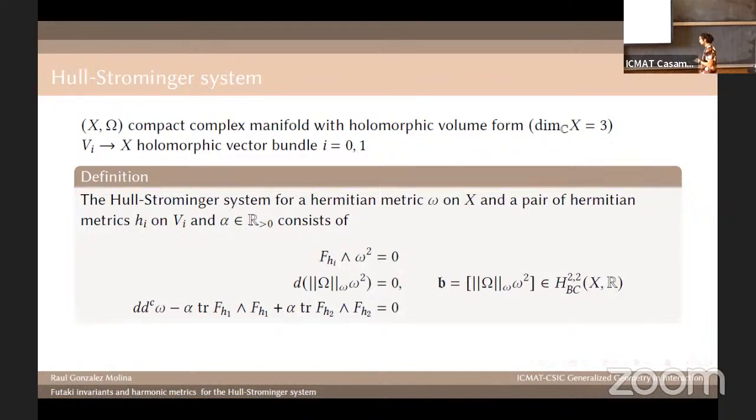Sometimes in the literature you can find this first bundle to be, sorry, there's a little typo, there should be a 0 and a 1 here. The first bundle is the tangent bundle, but our methods won't care about this. They can be whatever holomorphic vector bundles we want.